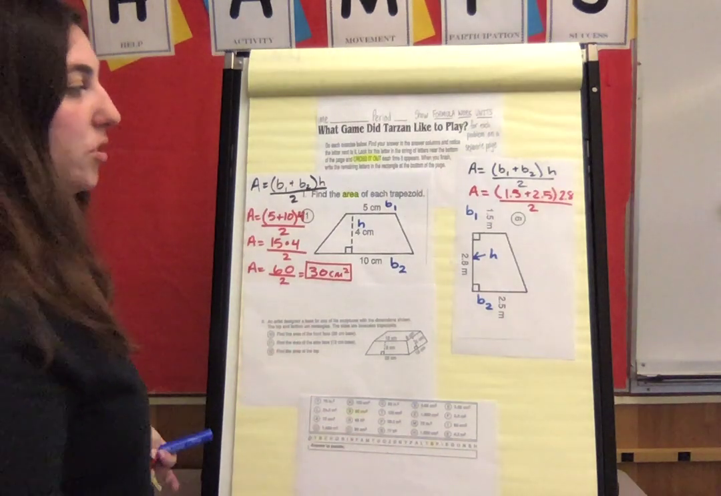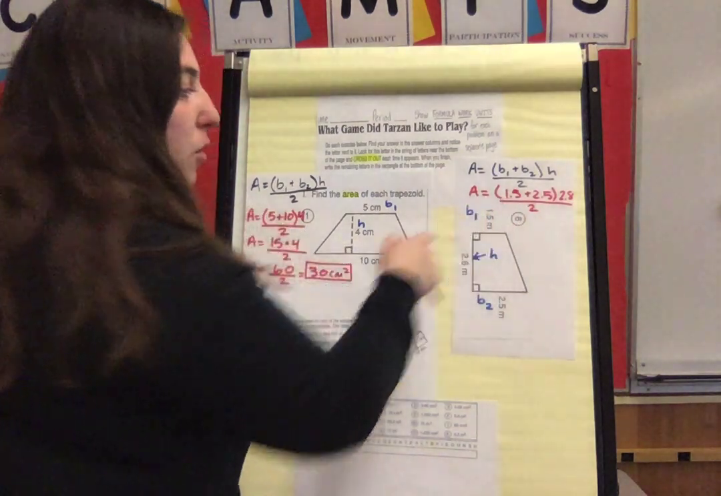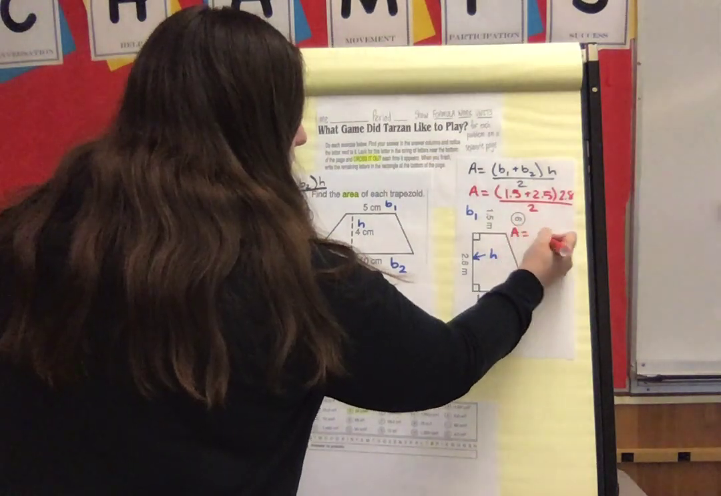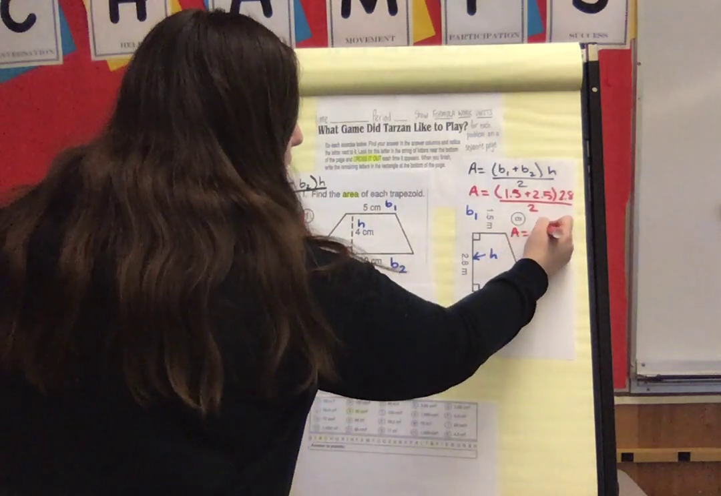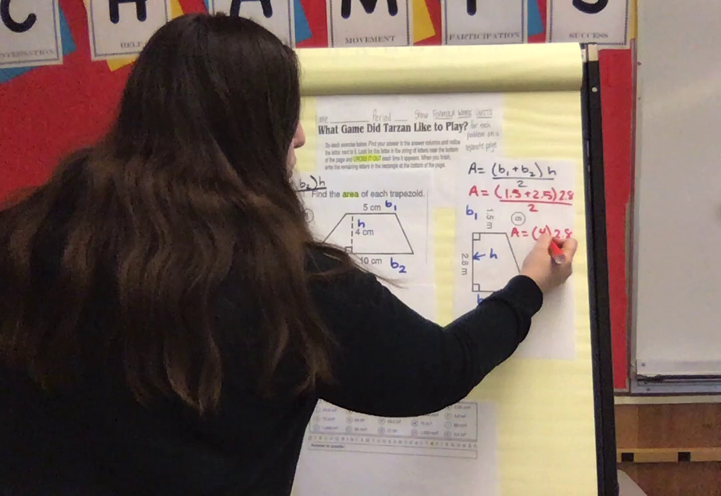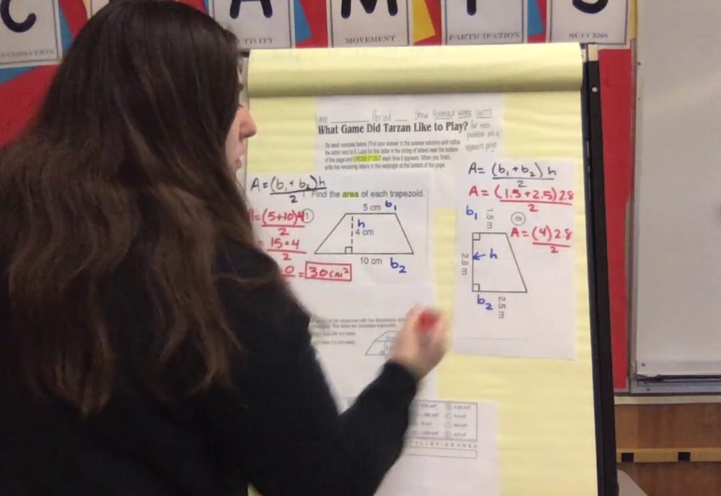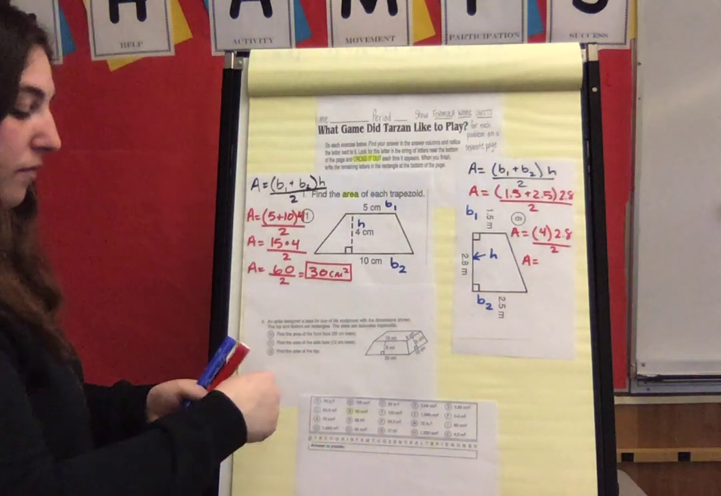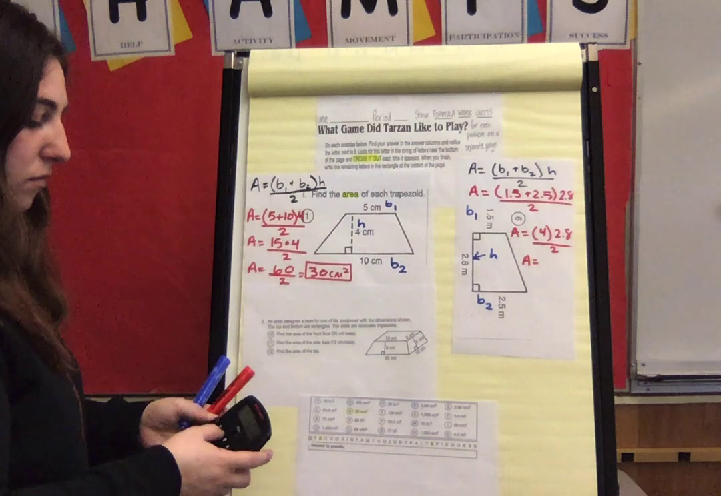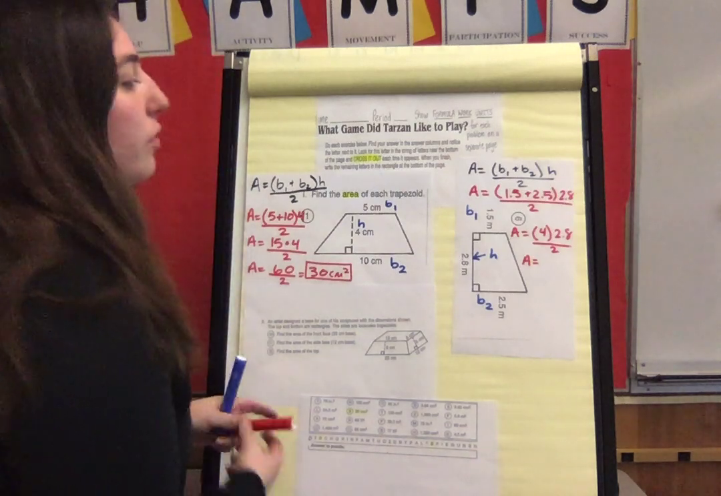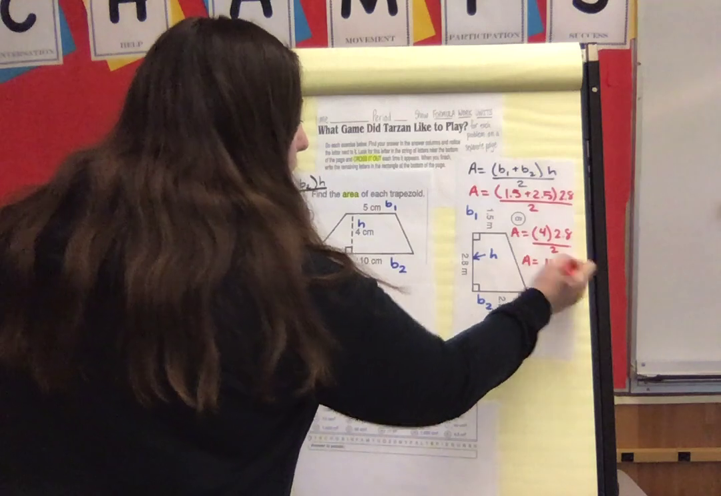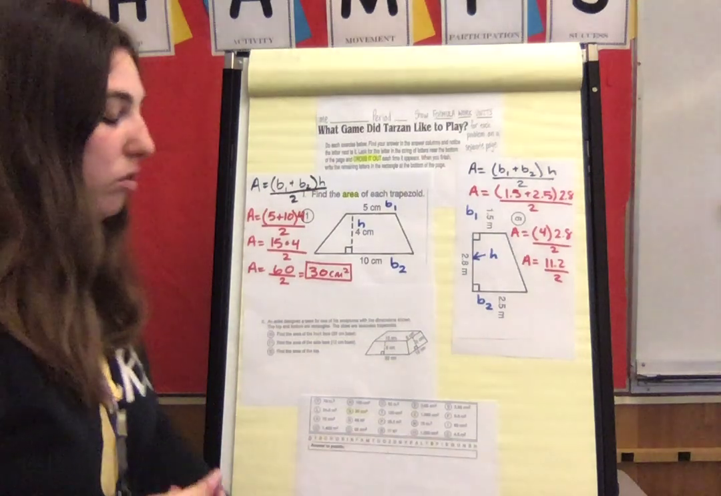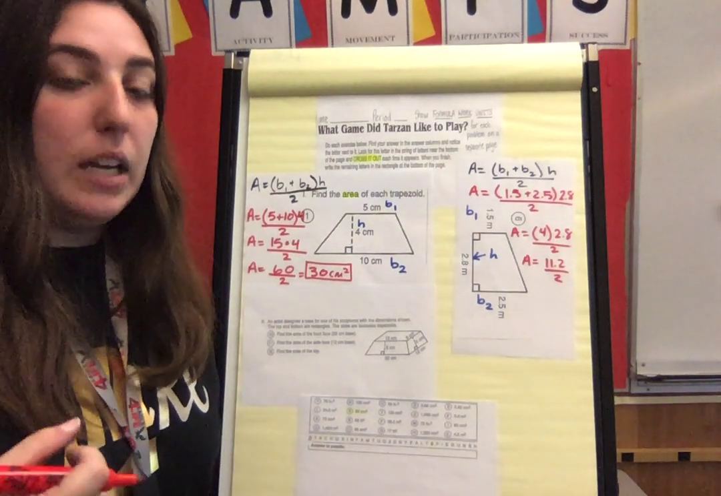Now again, order of operations says I need to do what's in the parentheses first, so I'm going to add 1.5 plus 2.5. And that'll be 4. 4 times 2.8 all over 2. Again, use a calculator if you need. So I get 11.2 for my answer of 4 times 2.8. Now I need to divide by 2. I can use my calculator, or think about it in my head.